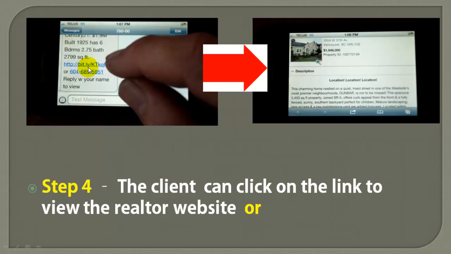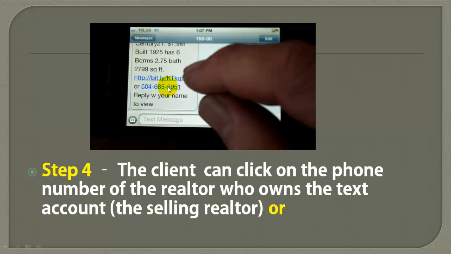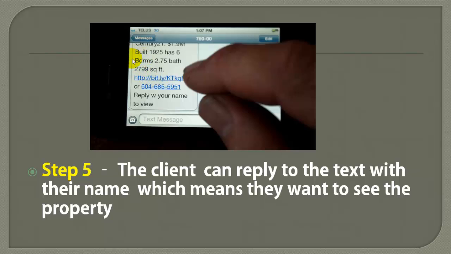Step 4, it clicks on the link to look at the realtor website over here, or click on this link, which is the phone number of the realtor who owns the text account. Now that can be assigned to anybody. It can be assigned to a secretary, an assistant, doesn't matter. The client can reply to the text with their name, and they would just type it right in the little text box right here and hit send. And that means they want to view the property, and the person who's looking after this account can check the database and see if they want to look at the property.